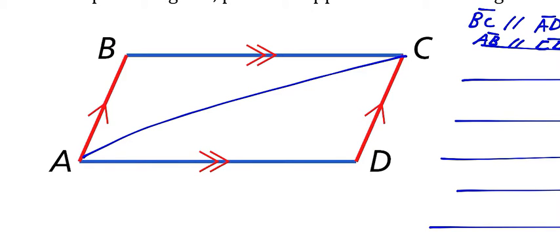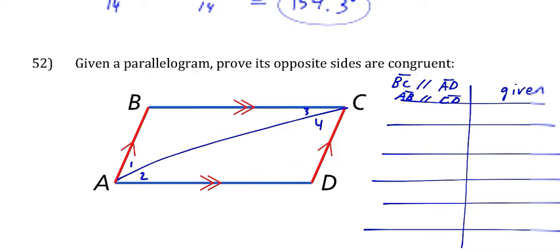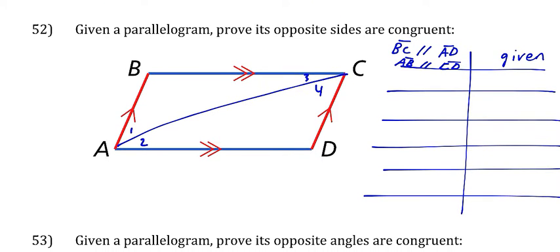Now, if you remember how we start this problem, we're going to have to add our own diagonal here. We're going to call that angle 1. Let's call this angle 2. Let's call this angle 3. Let's call that angle 4. Doesn't matter what you call them. You could call them 6, 7, 8, and 9 for all I care. Let's just label those angles there. And where we're headed is a triangle congruence proof here.